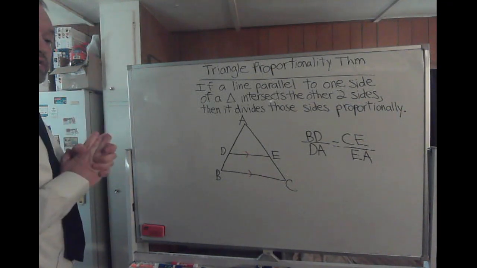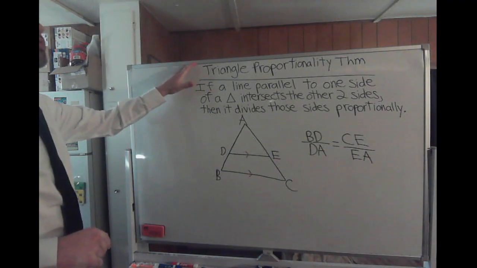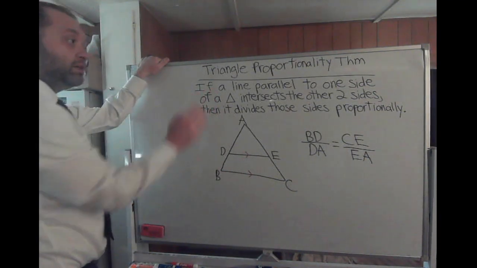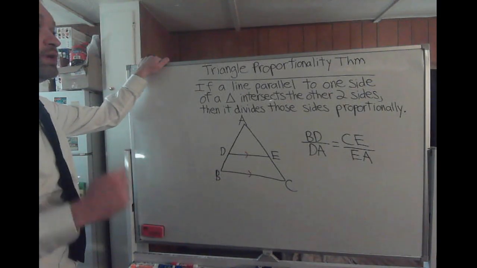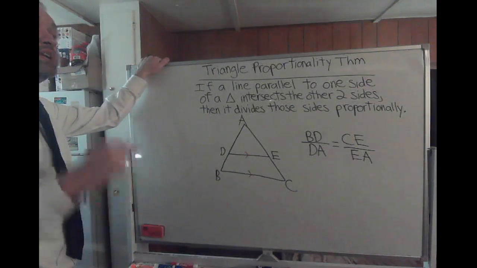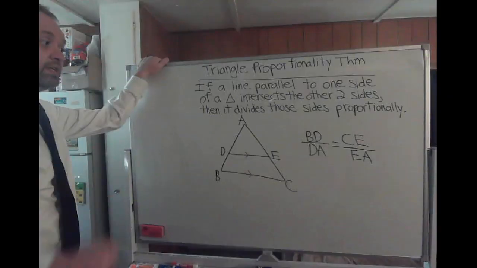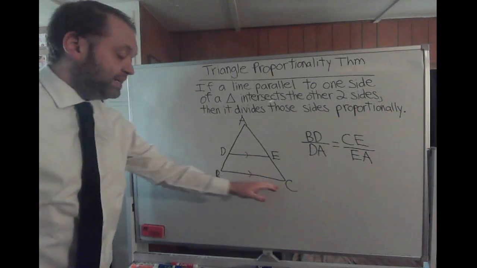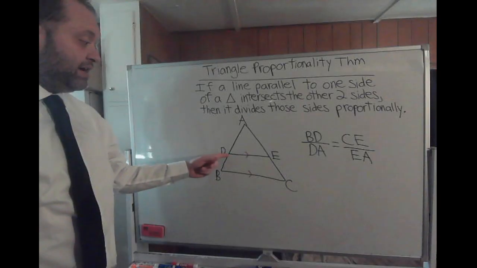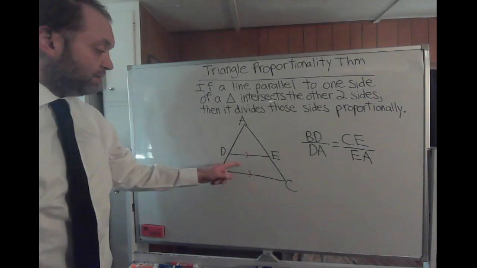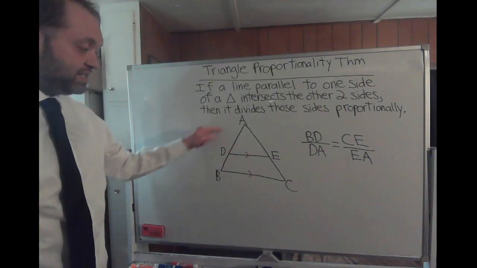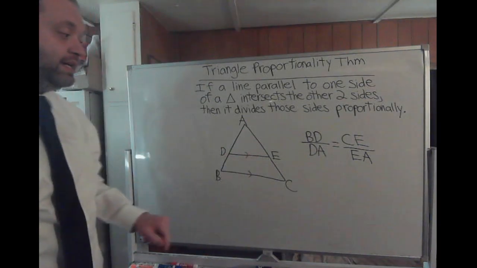So up first here we have the Triangle Proportionality Theorem. This states that if a line parallel to one side of a triangle intersects the other two sides, then it divides those sides proportionately. So to illustrate that point, I have triangle ABC where you have DE that is parallel to side BC and it intersects sides AB and AC.